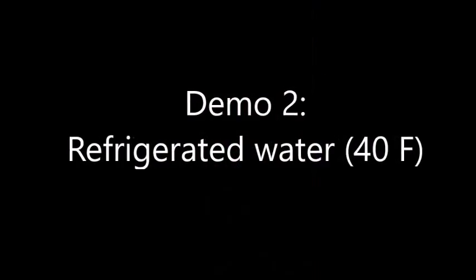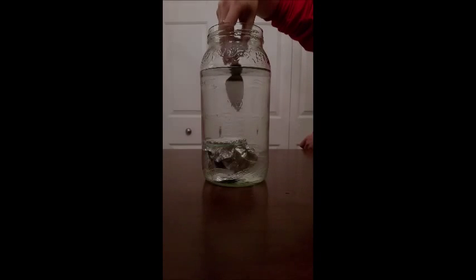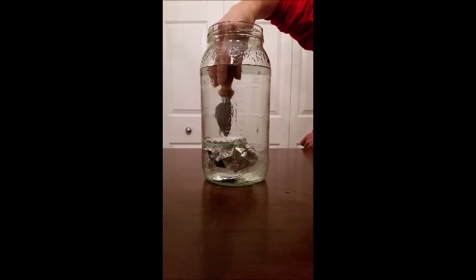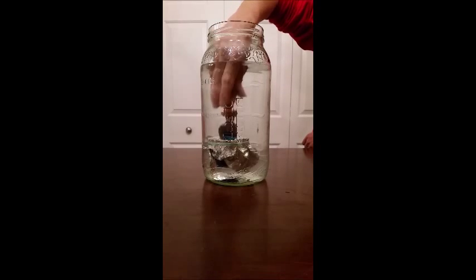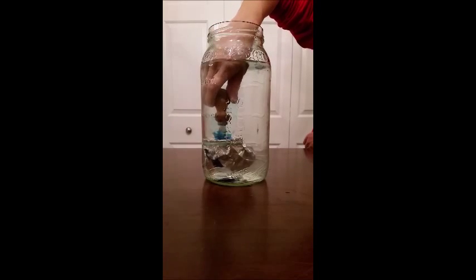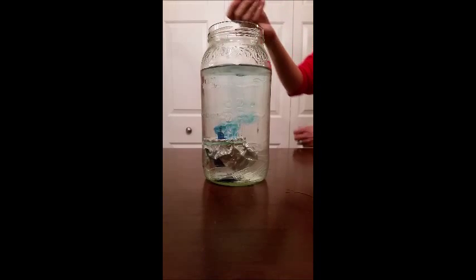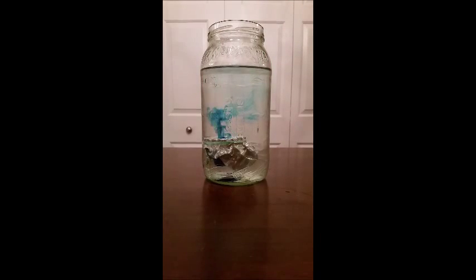Again, the warm water in the cup in the bottom is kept at a constant temperature of 100 degrees Fahrenheit. In this case, the difference between the cold water and the water at the bottom is approximately 60 degrees, as the water in the jar this time has been refrigerated.